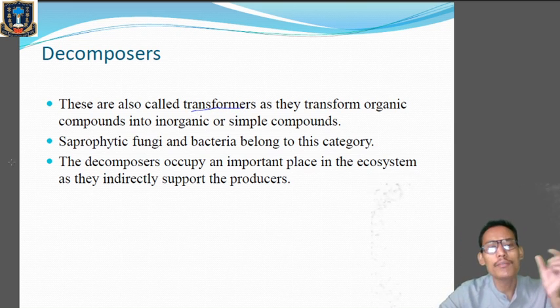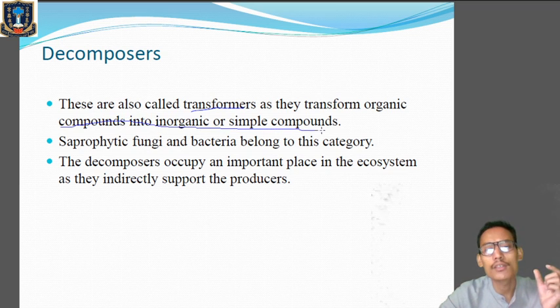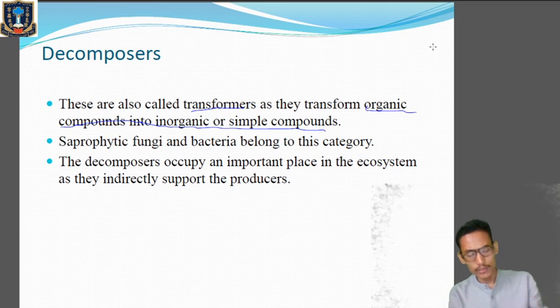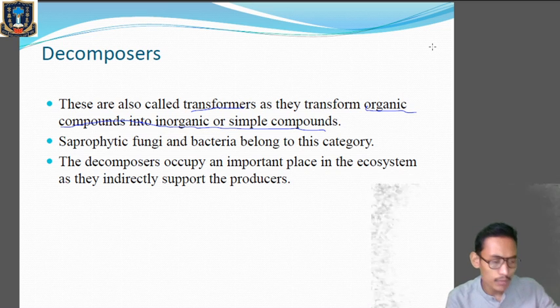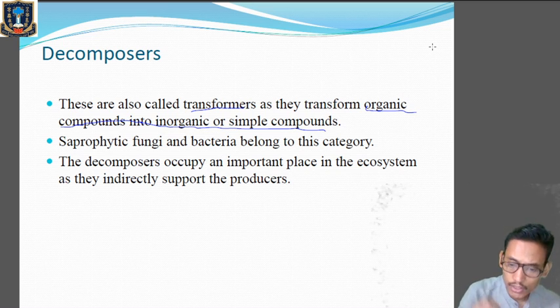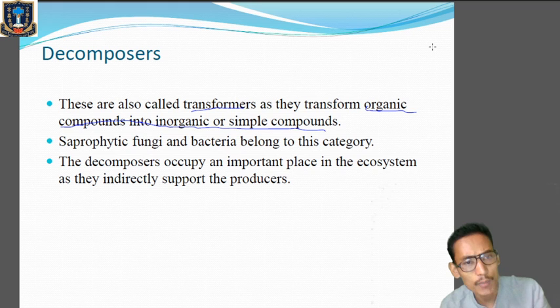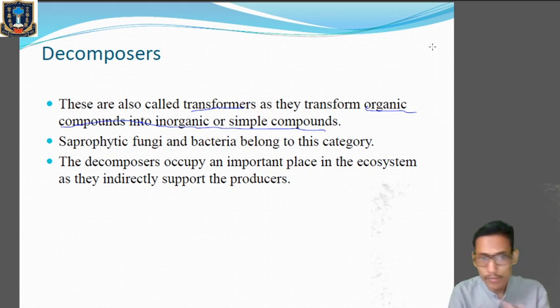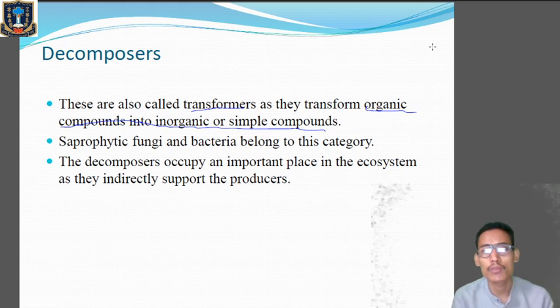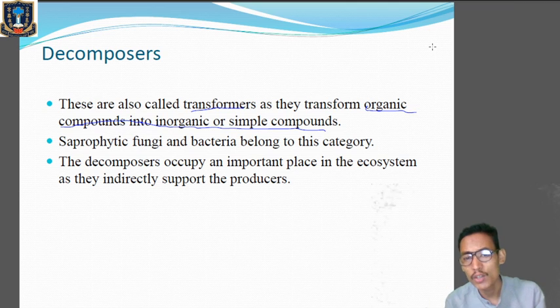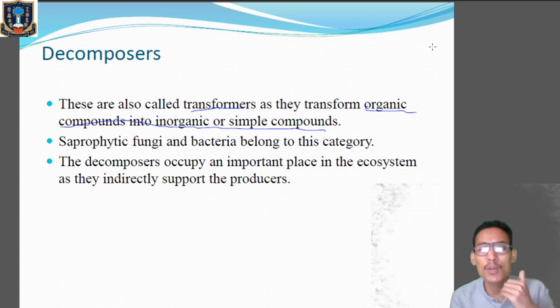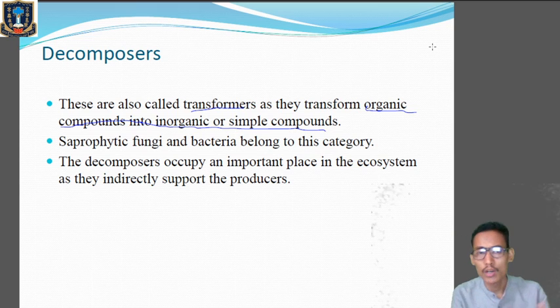Because they transform the organic compound into inorganic or simple compound. That means whenever the dead remains of plants and animals fall on the ground, then the complex organic compound present on those dead remains will be converted into simple inorganic compound with the help of decomposers. Without decomposers, there will be no decomposition, there will be no transformation of complex organic compound into simple inorganic compound. So that's why decomposers are known as transformers, because they are helping in transformation of those complex organic compounds into simple inorganic compounds.